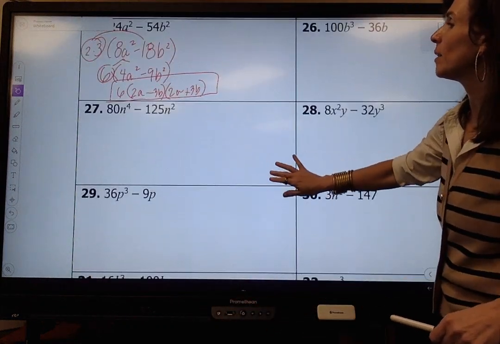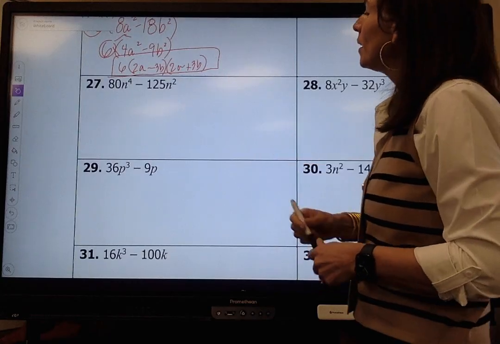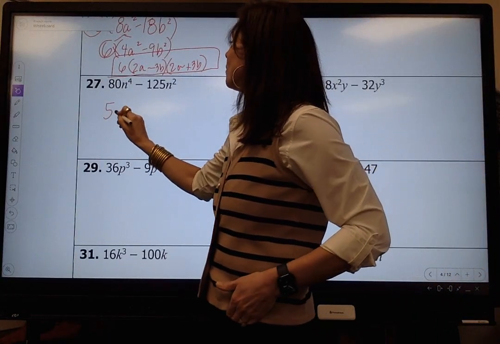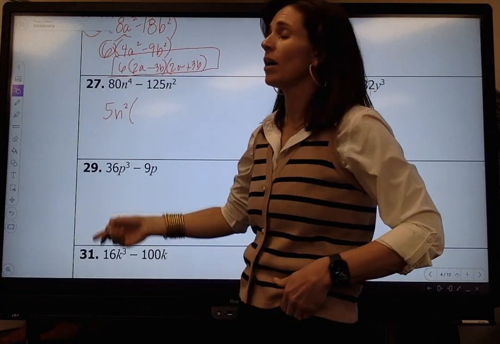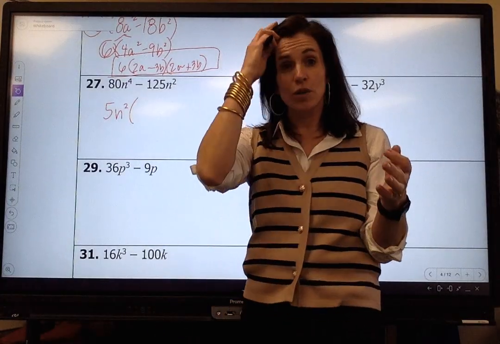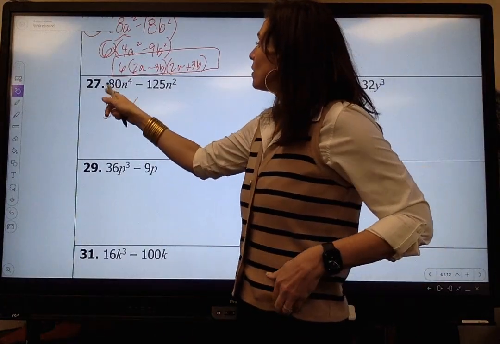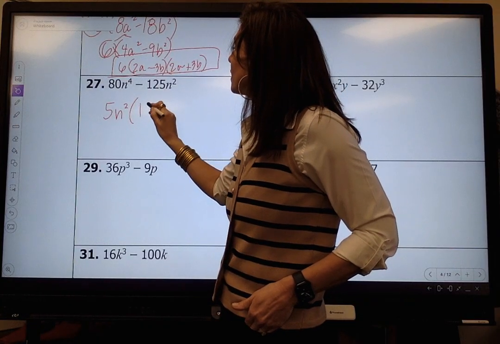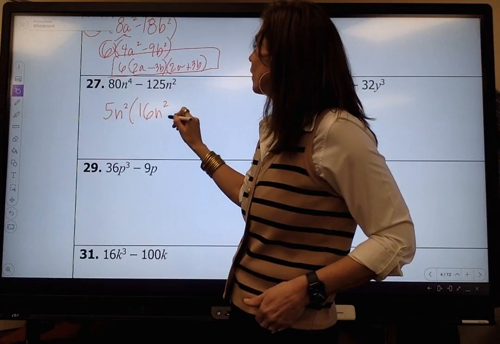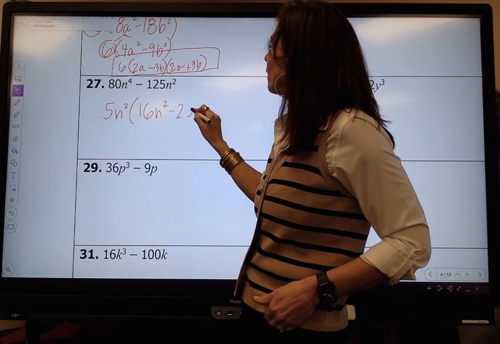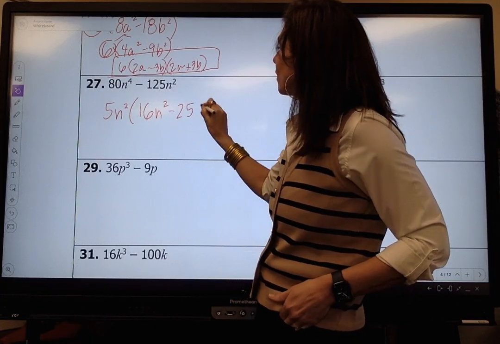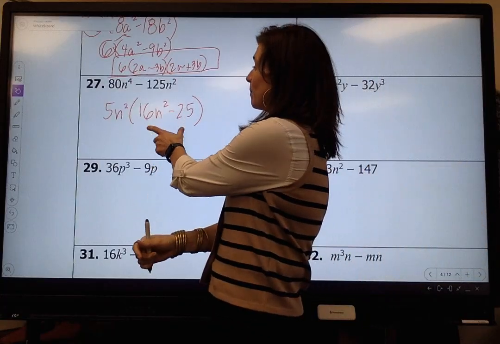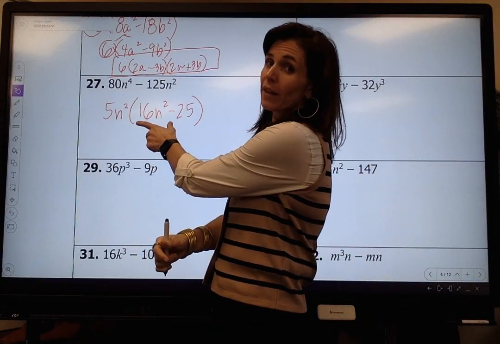Let's take a look at number 7. They both have a 5 in common, and they both have 2 n's in common. Remember, don't forget to take out your monomial, your variable. So you've got 16n squared minus 25. You took 2 n's out, and that's what's left. I asked myself, is it relatively prime? Yep, they have nothing else in common.